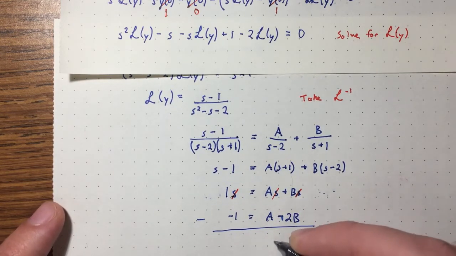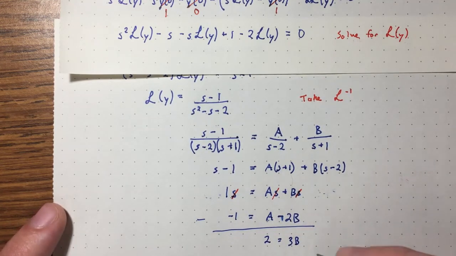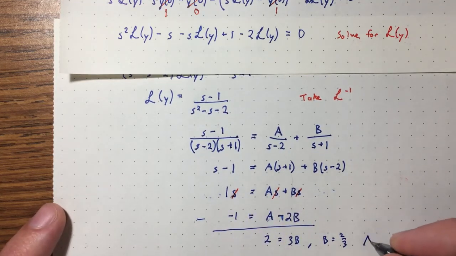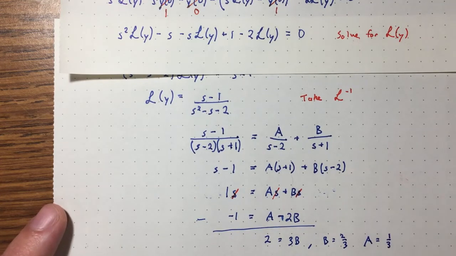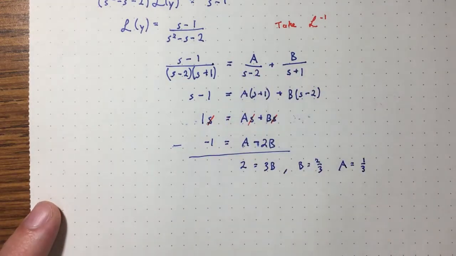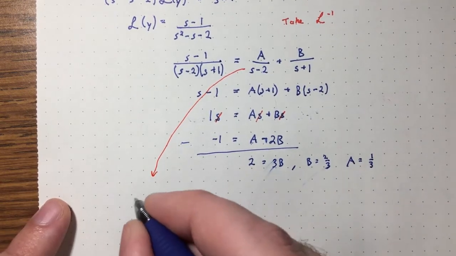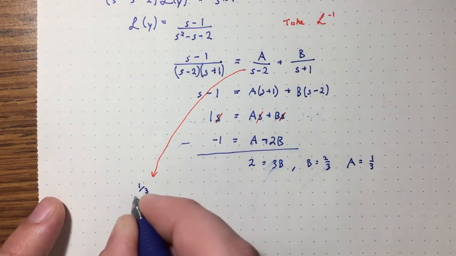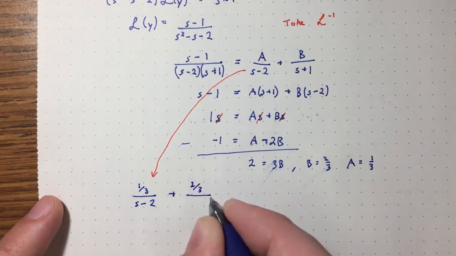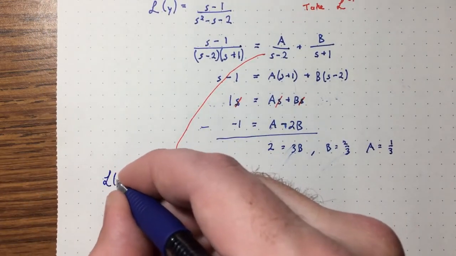So we get 3b equals, what do we got? 2, which means b is 2/3. And this first one, a plus b equals 1, tells me that a has to be 1/3. Okay. So actually, what does this become here? It's 1/3 over s minus 2 plus 2/3 over s plus 1. That's L of y. Right.